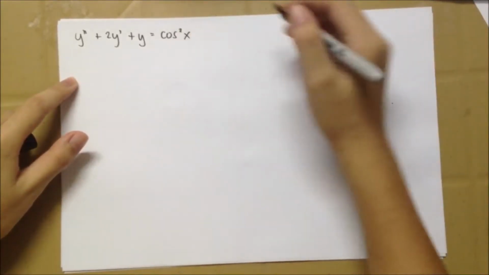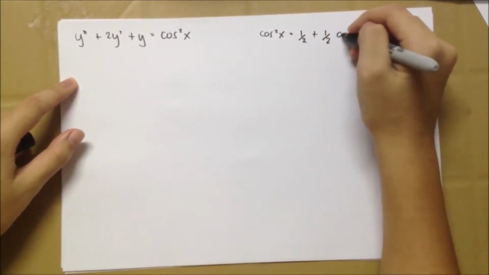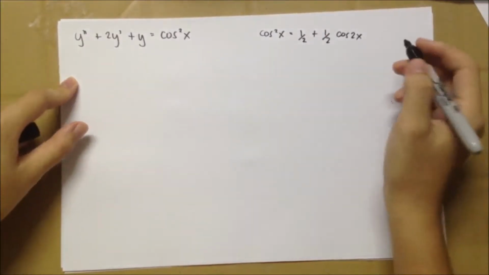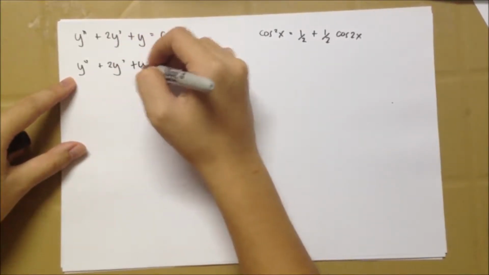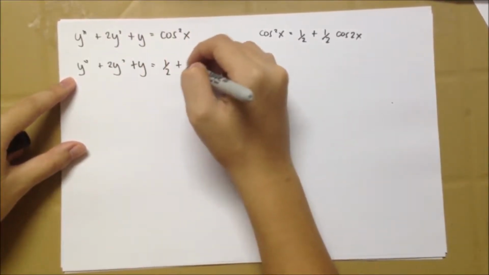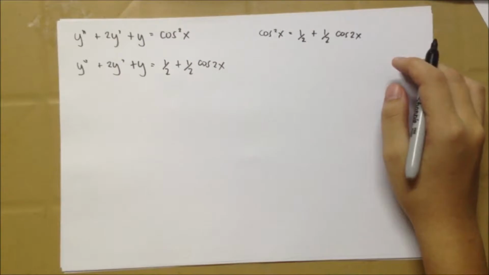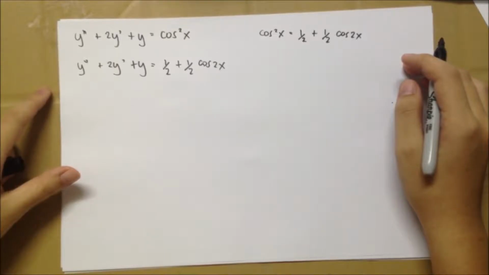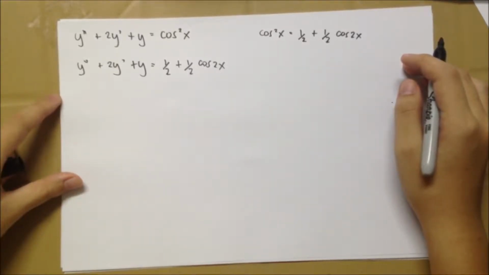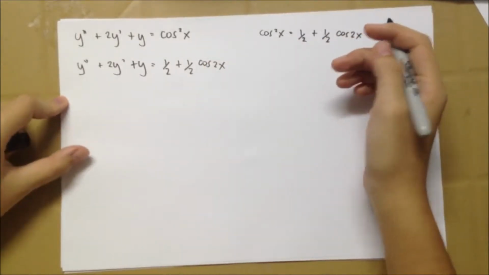Remember that I can rewrite cosine squared of x as 1/2 plus 1/2 cosine of 2x. So rewriting this, I have y double prime plus 2y prime plus y equal to 1/2 plus 1/2 cosine of 2x. Now, why am I rewriting this? So that I can use undetermined coefficients, since undetermined coefficients can only be used for functions of cosines and sines having first degree here.